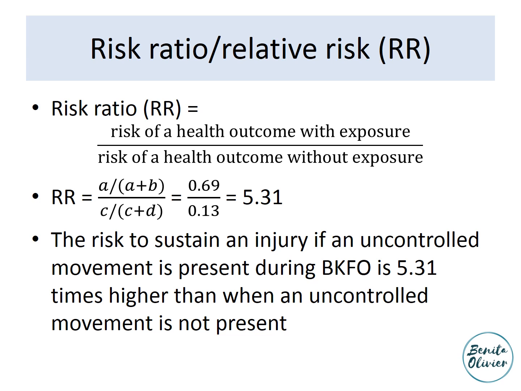So here we got to the risk, and we have another risk which we're going to divide it by. So the risk ratio is the risk of a health outcome with the exposure divided by the risk of a health outcome without the exposure. And we get to a risk ratio of 5.31, which means that the risk to sustain an injury if an uncontrolled movement is present during the bent knee fallout is 5.31 times higher than when an uncontrolled movement is not present.